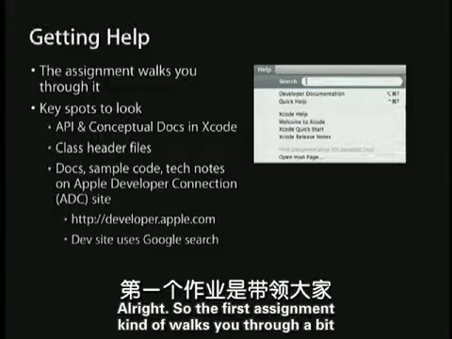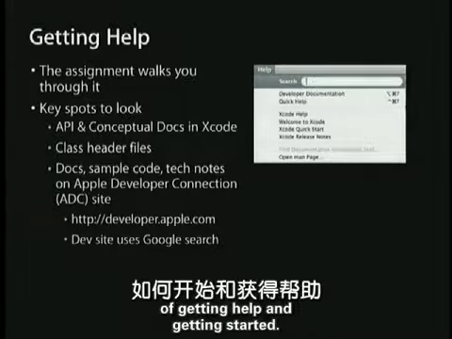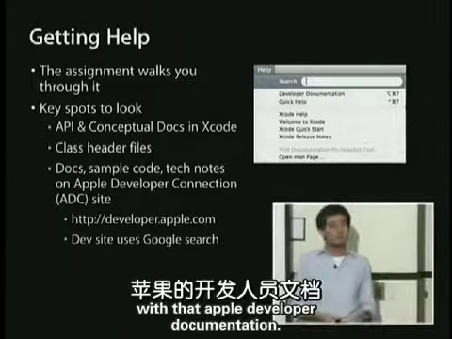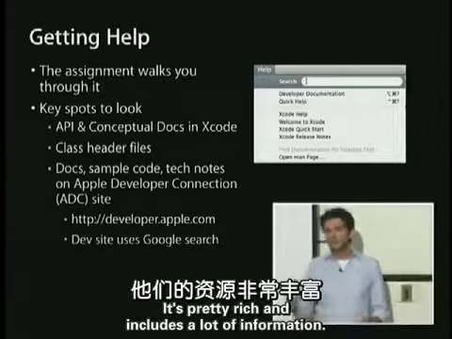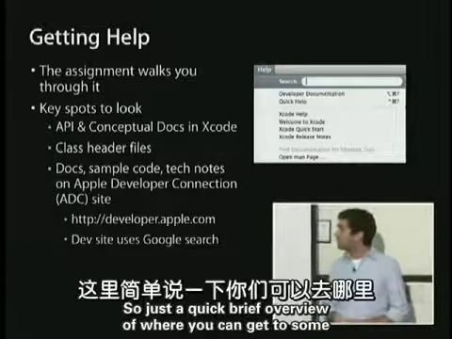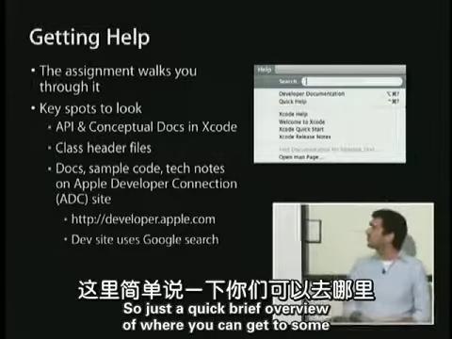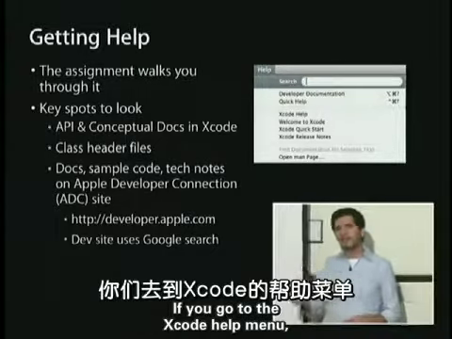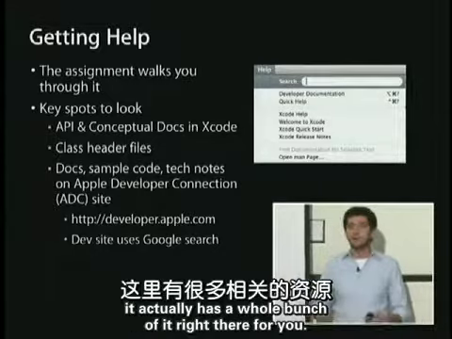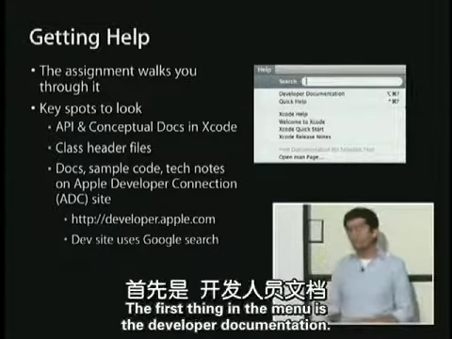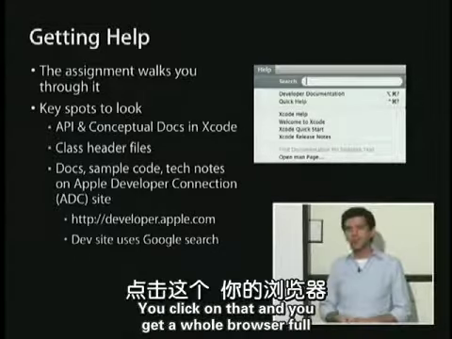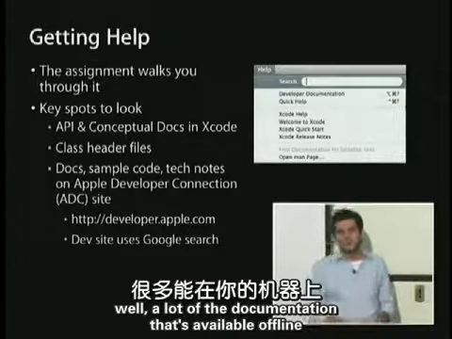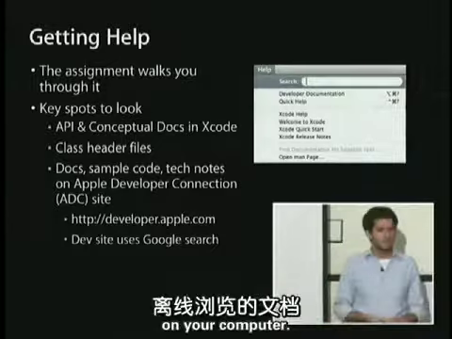All right, so the first assignment kind of walks you through a bit of getting help and getting started. As I mentioned, we don't actually have a textbook for this class. We're going to work off of the Apple developer documentation. It's pretty rich. It includes a lot of information. So just a quick, brief overview of where you can get to some of that. If you go to the Xcode help menu, it actually has a whole bunch of it right there for you. The first thing in the menu is the developer documentation. You click on that, and you get a whole browser full of a lot of the documentation that's available offline on your computer.